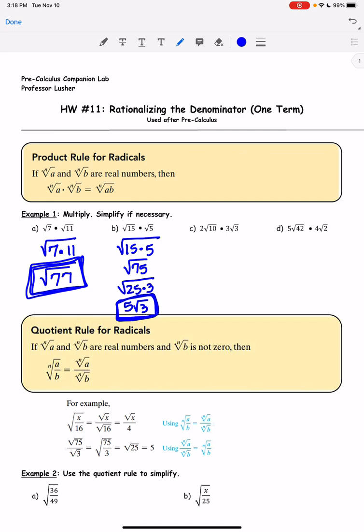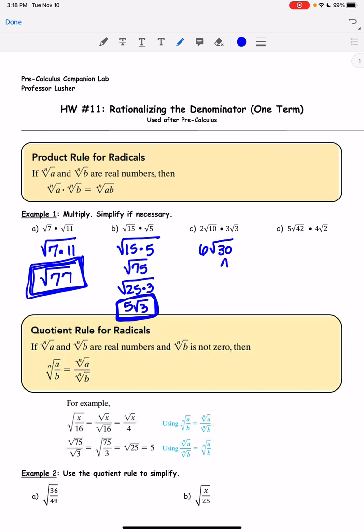Okay, now with C and D, we don't just have radicals, we have things in front of them. Same thing, you multiply what's on the outside of the radicals together. So 2 times 3 gives me 6. And then you're going to multiply what's under the radicals together. And so we get square root 30. And that's actually our final answer.